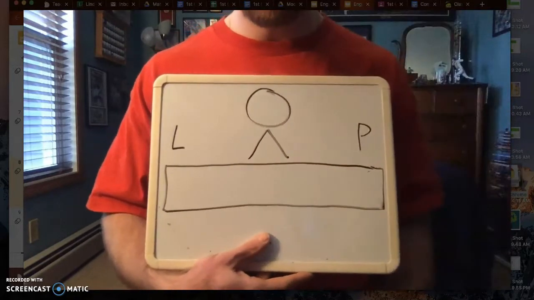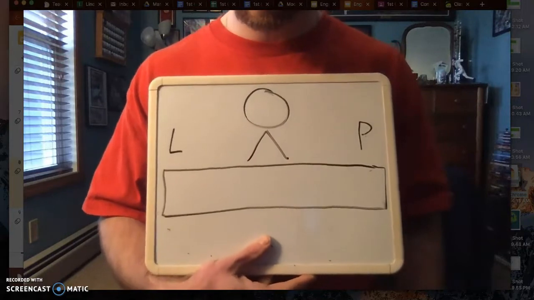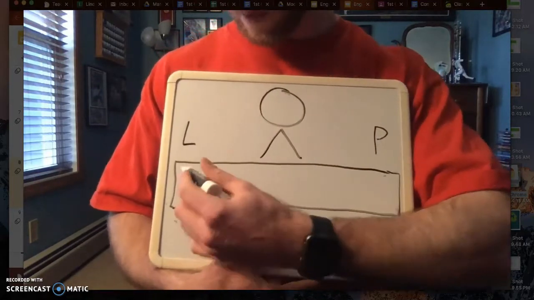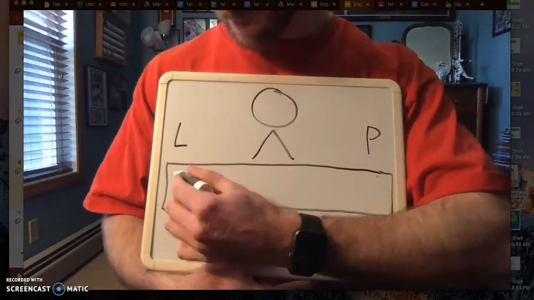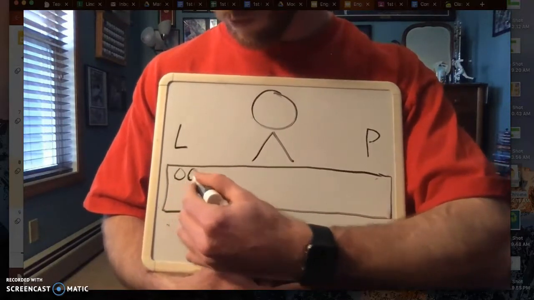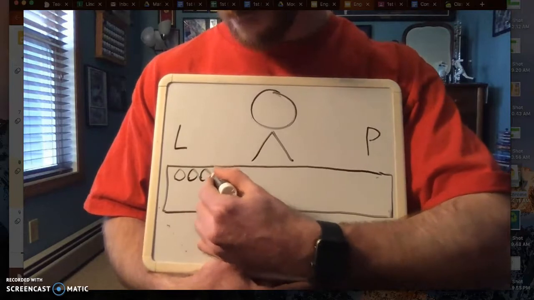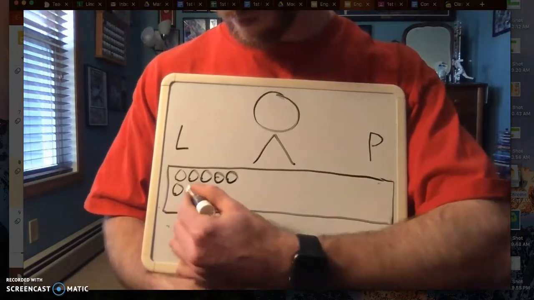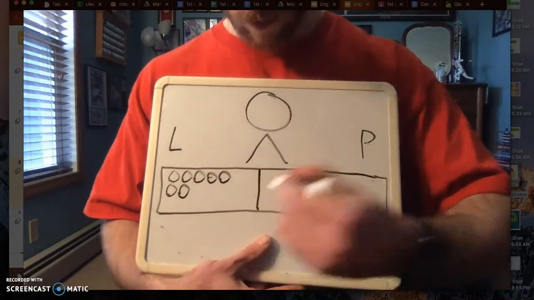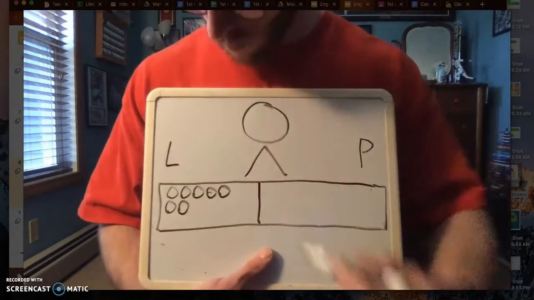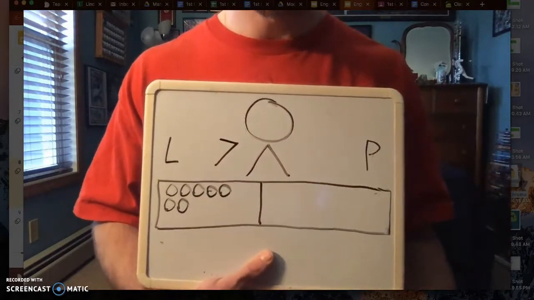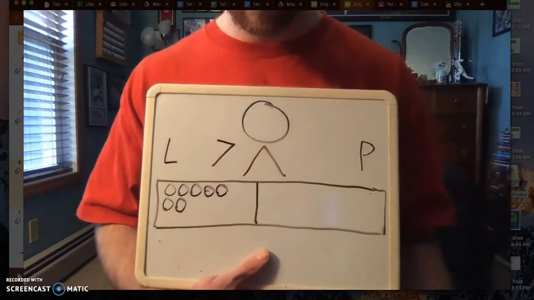Now, how many minutes did it take him to walk to Lee's house? 7 minutes. So we're going to draw 7 circles. Do it with me. 1, 2, 3, 4, 5, 6, 7. And then draw our line to split up our parts. There's our 7, and we can write the number 7 right there. So he walked 7 minutes to Lee's house.